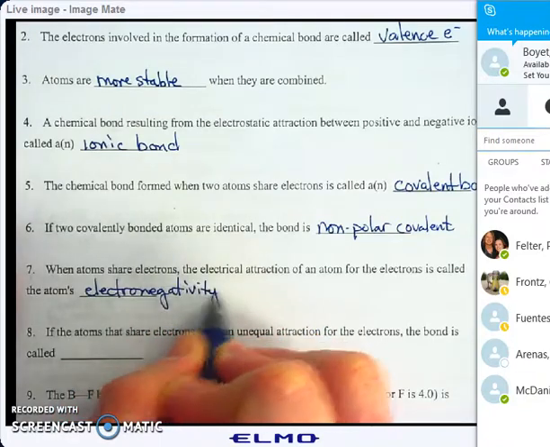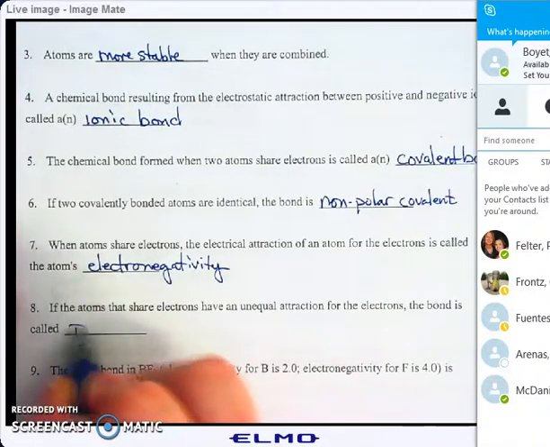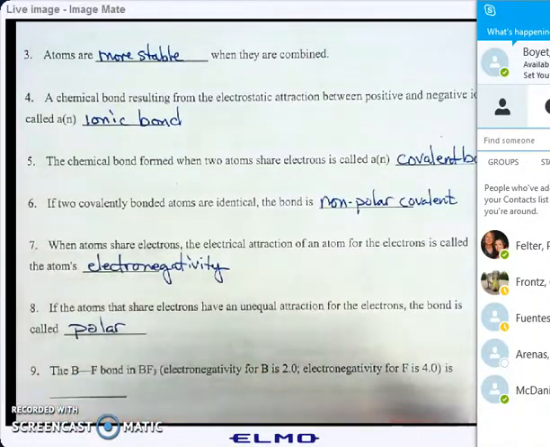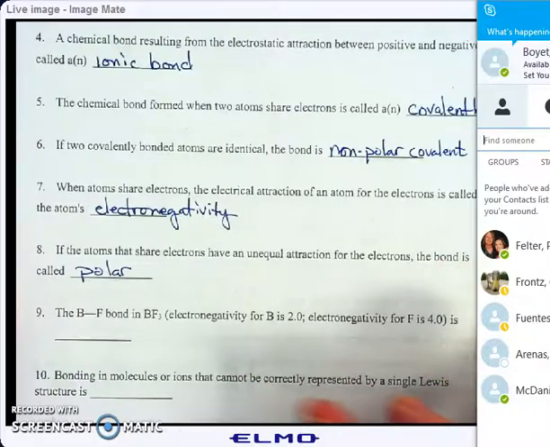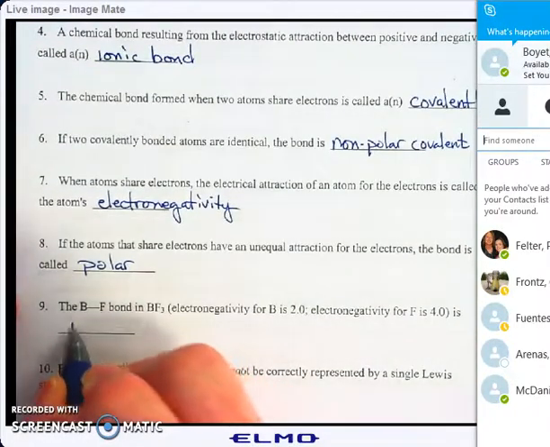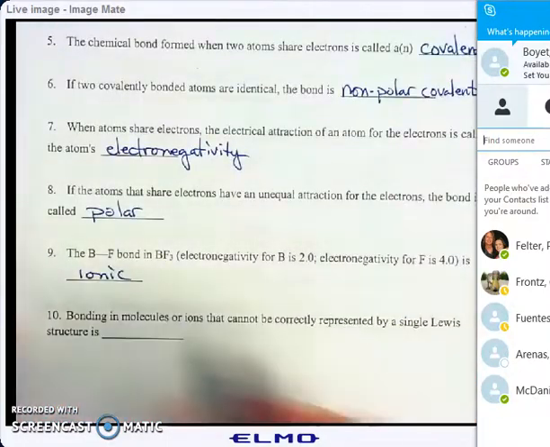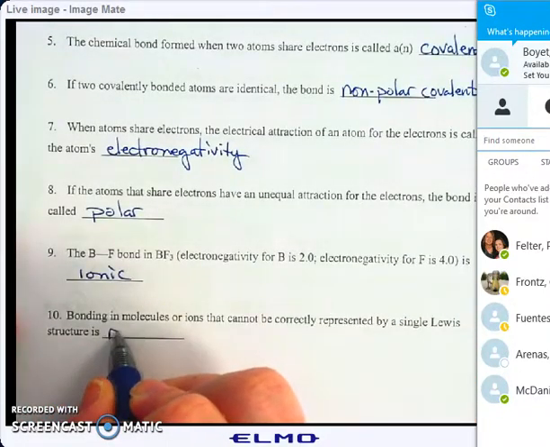Electronegativity. Polar. Number 9. It is ionic. And number 10. Resonance.